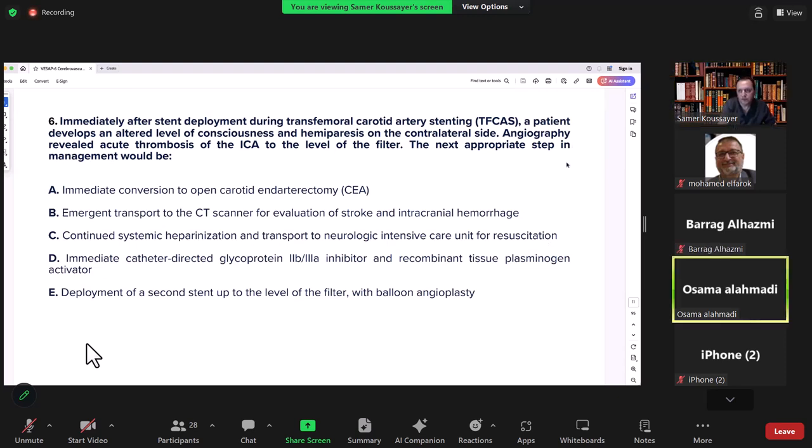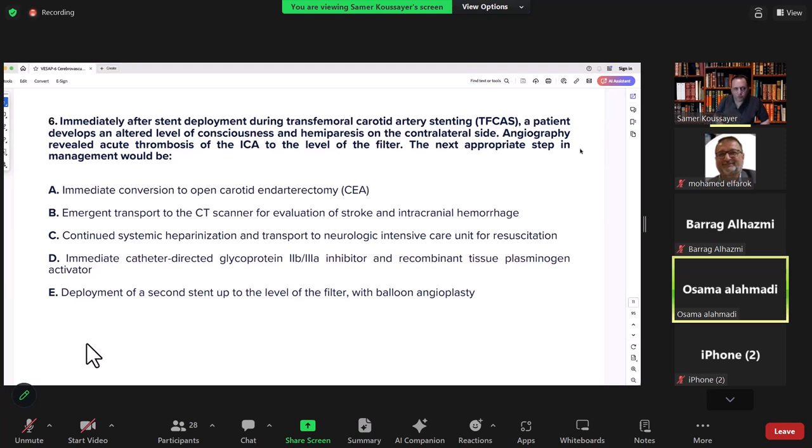Immediately after stent deployment during transfemoral carotid artery stenting, a patient develops altered level of consciousness and hemiparesis on the contralateral side. Angiography revealed acute thrombus of the internal carotid artery to the level of the filter. The next appropriate step in management would be.